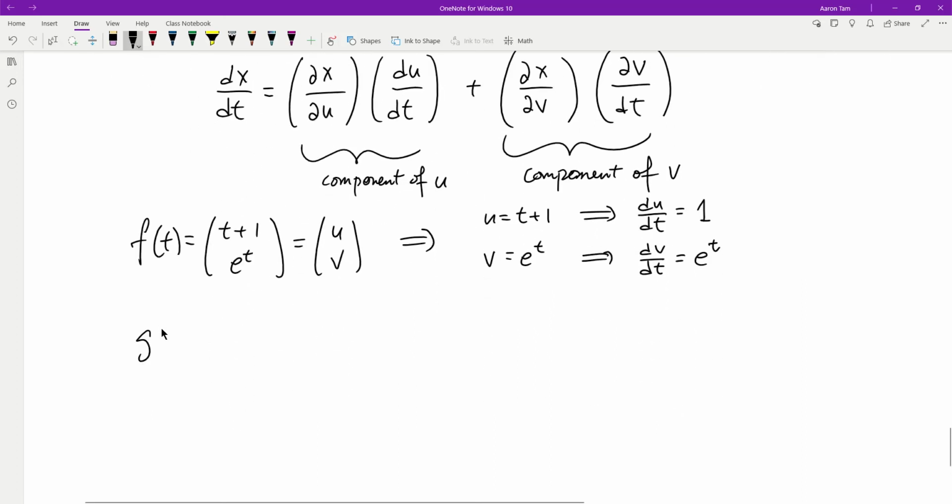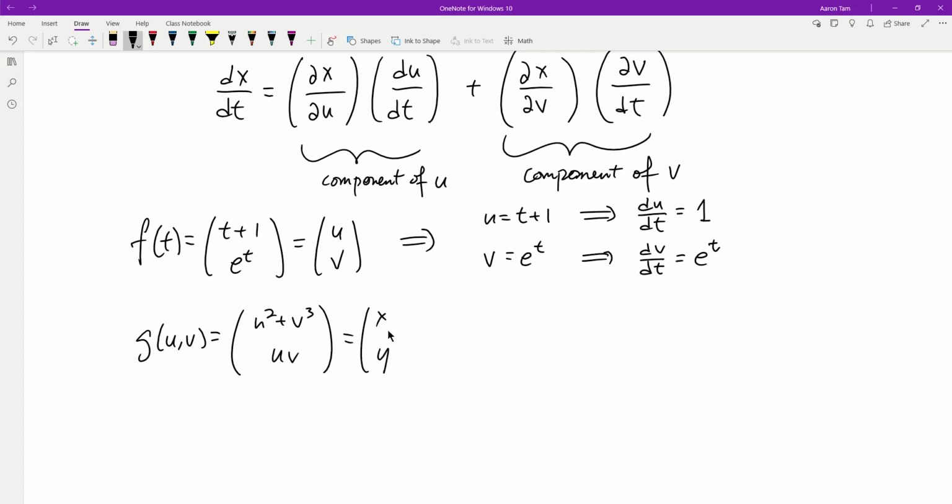Let's do g. g of uv is equal to u squared plus v to the third, and that's equal to xy. So that implies that x is equal to u squared plus v to the third, and y is equal to uv. Since we're only looking for dx over dt, we don't need all the derivatives. We only need dx over du and dx over dv. So that both come from this formula.